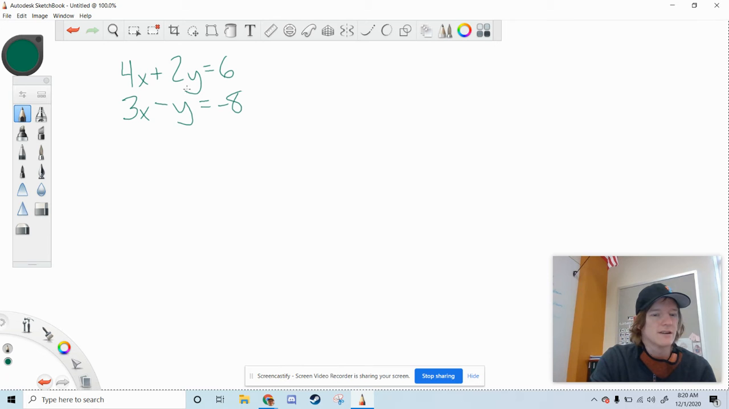So let's look at the y's. I have 2y here. I think it's pretty easy to make this bottom one negative 2y. So I'm going to go ahead and multiply everything on the bottom by -2. And then since it's the bottom one here, I'm going to rewrite these so that I don't have a gap with a line through this equation.